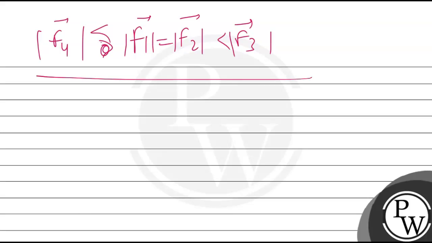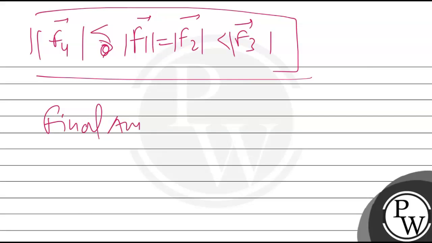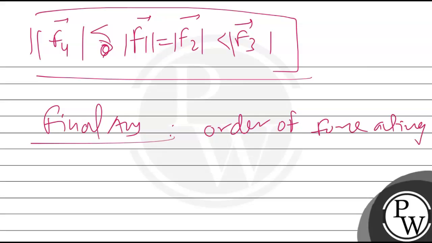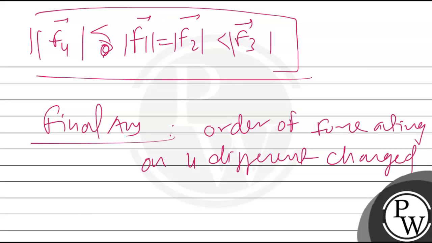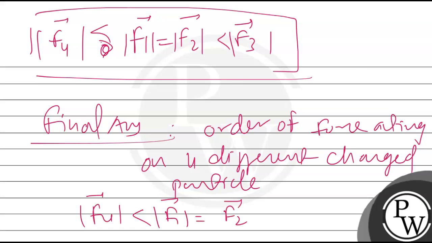So the final order is this. Here we can write our final answer, that is, the order of force acting on the four different charged particles. It is F3 greater than F1 equal to F2, and this is greater than the magnitude of F4. So the maximum force is in the third case.